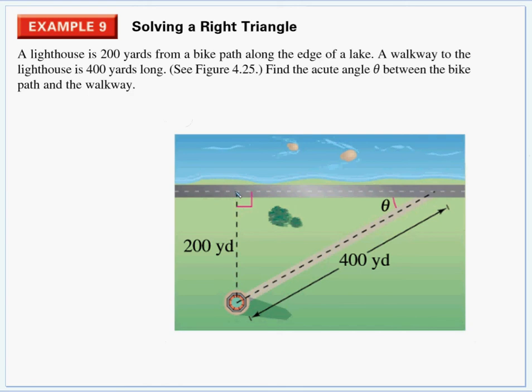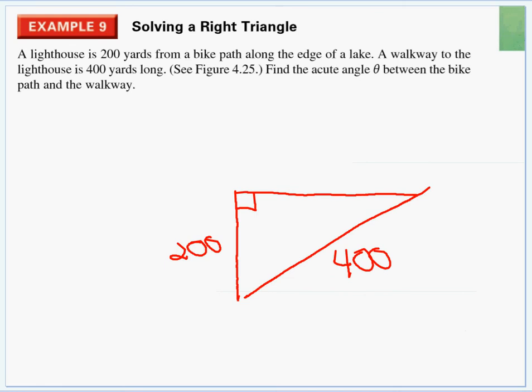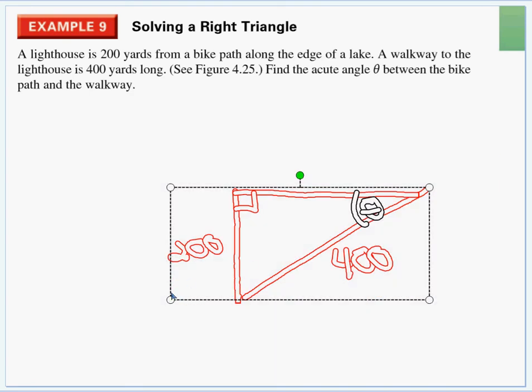So I'm just sort of going to trace over this triangle. Here's that side. Here's the trail. Here's the bike path. This is our right angle. This side is 200, and the hypotenuse is 400. And I'm going to put my angle up here in black ink, theta. Okay, we want to find theta.